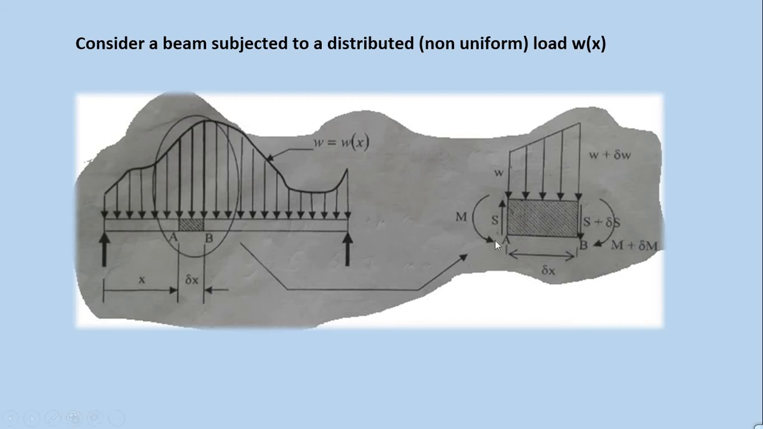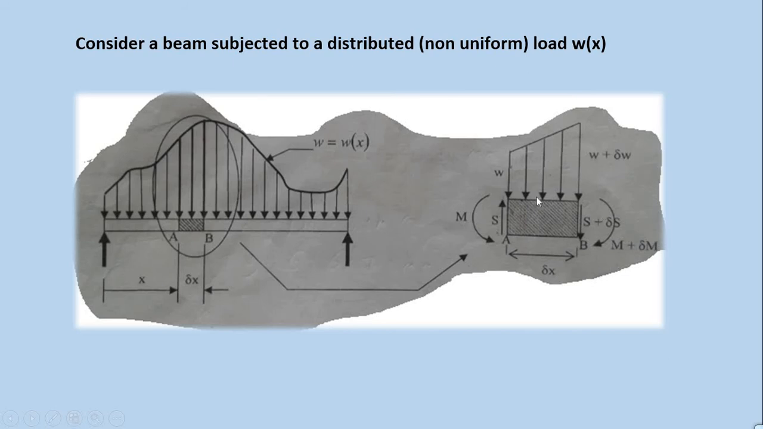So in this case, let's move to that picture again. In here we consider clockwise moment positive, that M plus delta M is positive here, this M is negative here, and also the moment due to S is S into delta x. You know that we have to multiply the force by the perpendicular distance to take the moment. It is also clockwise positive.